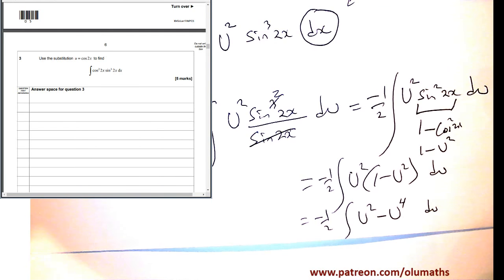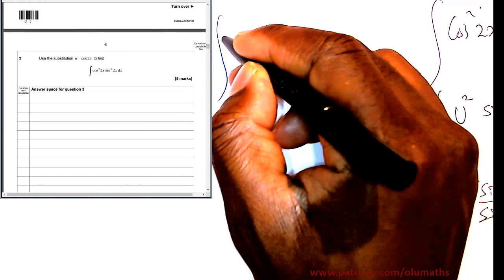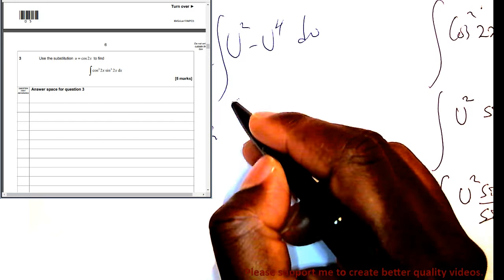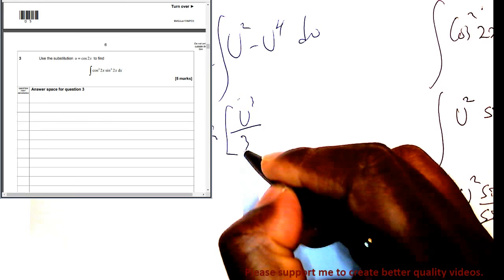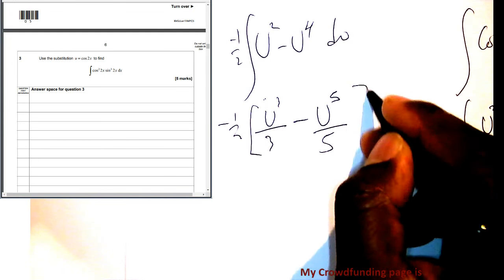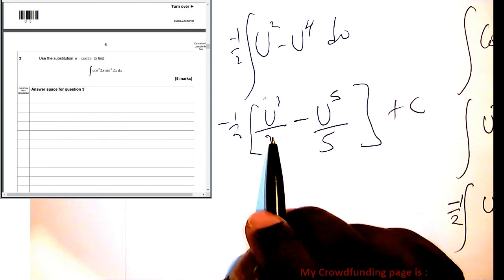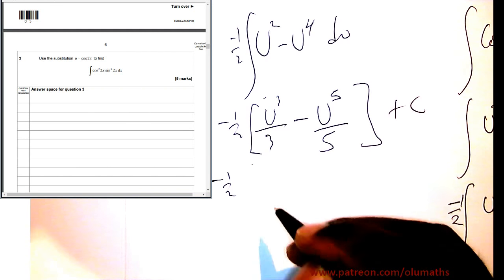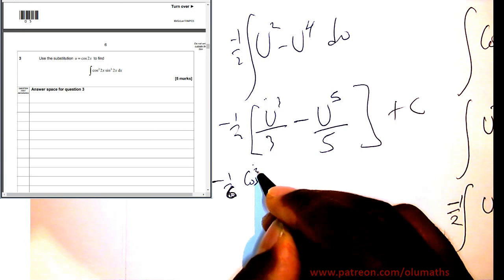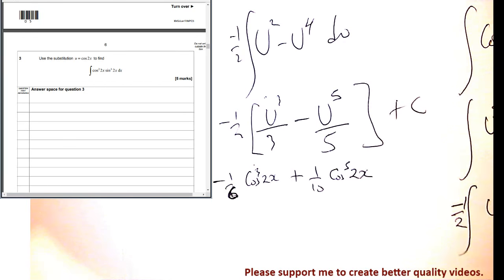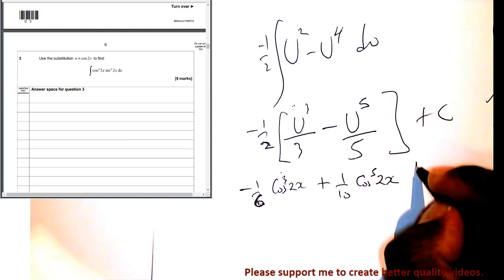And of course, who cannot integrate a straight polynomial? If you integrate the integral of u squared minus u to the 4 du, that's just going to be, add 1 to the power, u to the 3 divided by the new power, and you add 1 to the other power divided by the new power, and don't forget to add your arbitrary constant. That's not the end, we need to take it back to the question. So u is cos 2x, so that's minus a half. Let's just write it out properly. So minus 1 over 6 cos cubed 2x plus 1 over 10 cos to the power 5 of 2x, and that is it, all spread out, plus c.